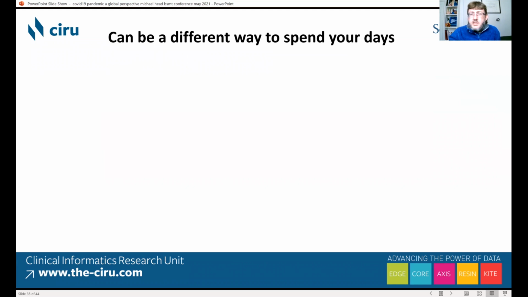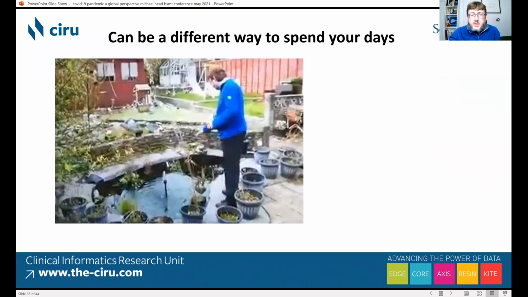Dealing with the media can be a very different way to spend your days. This is a slight tangent, so bear my indulgence here. This is me feeding the fish in my pond in the back garden, which is just over there. At the request of the local news, I don't think I gave a very good interview here, because I spent the interview thinking that he wants me to feed the fish in a minute, and I didn't really concentrate on the questions. So I think the feeding of the fish was a particular highlight from that interview.